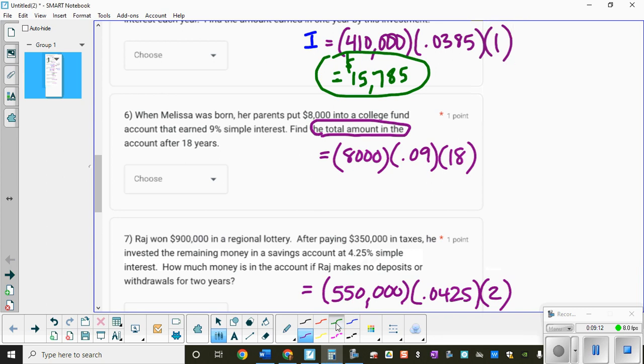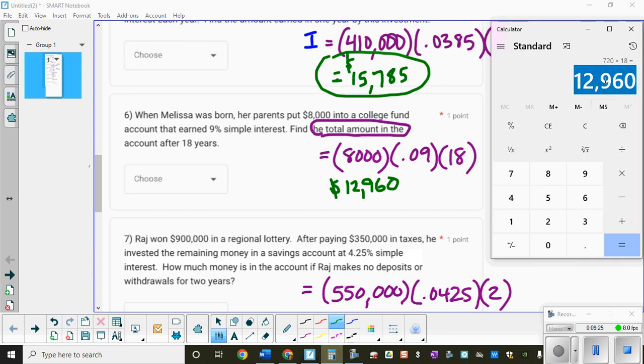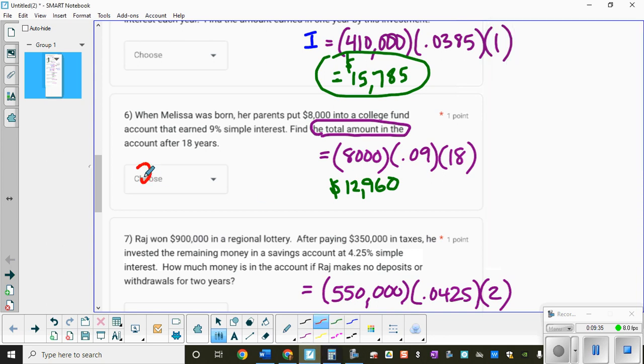$12,960. So the interest earned is $12,960. This question, though, didn't ask how much interest is earned. It asks find the total amount in the account. So we're going to take the interest earned and we're going to add the $8,000 that the parents already put in there. So the total for this one is $20,960.